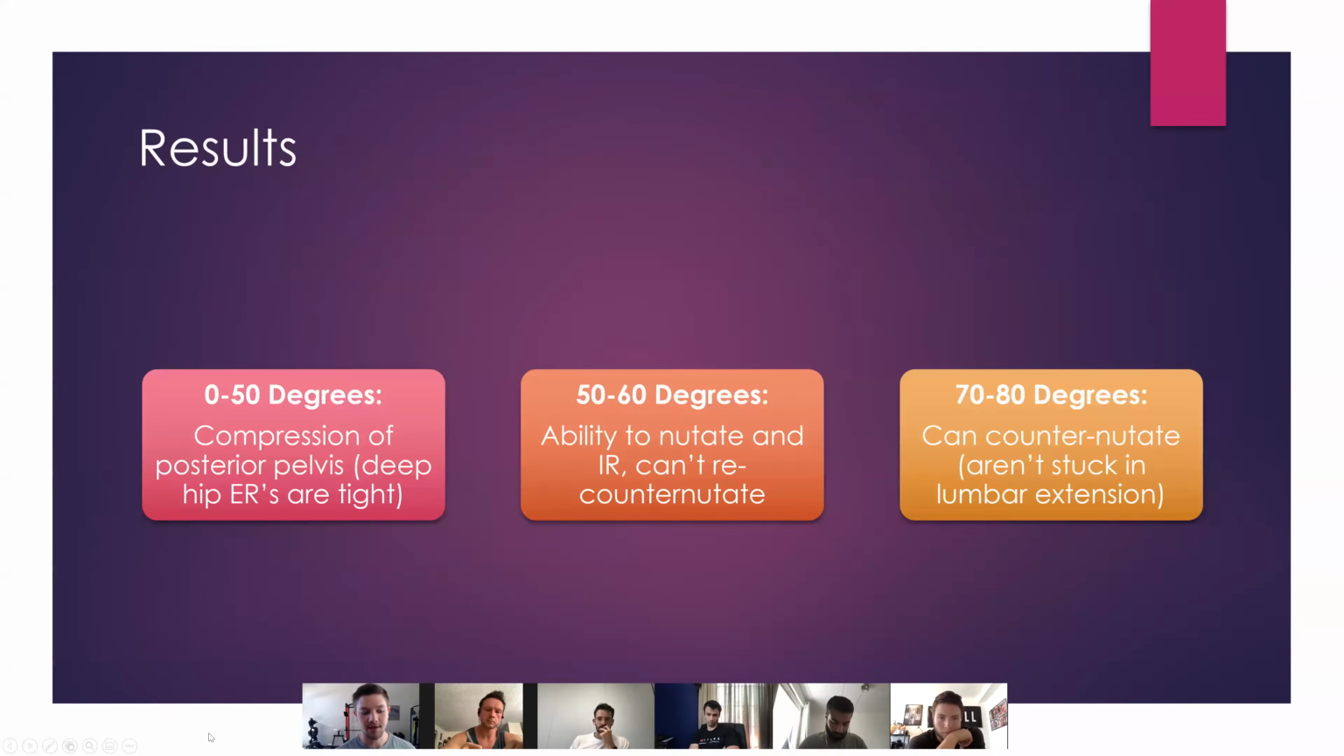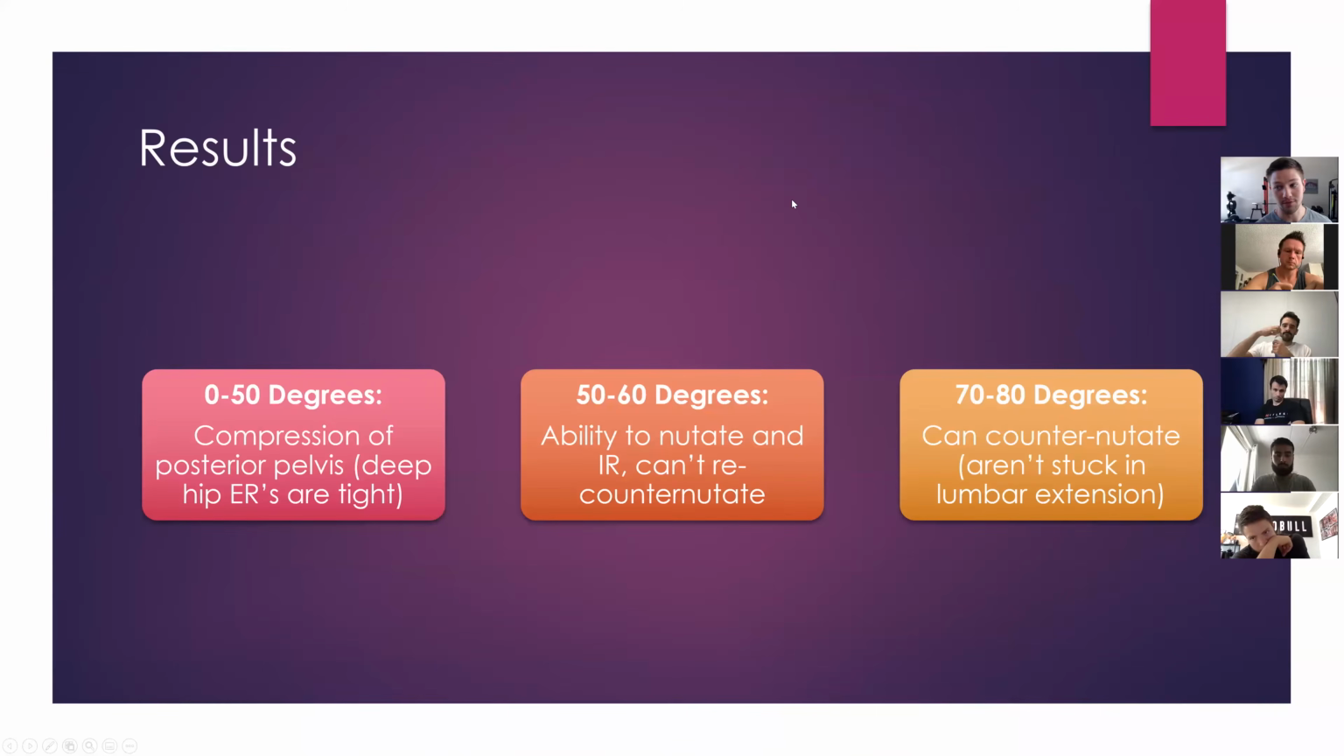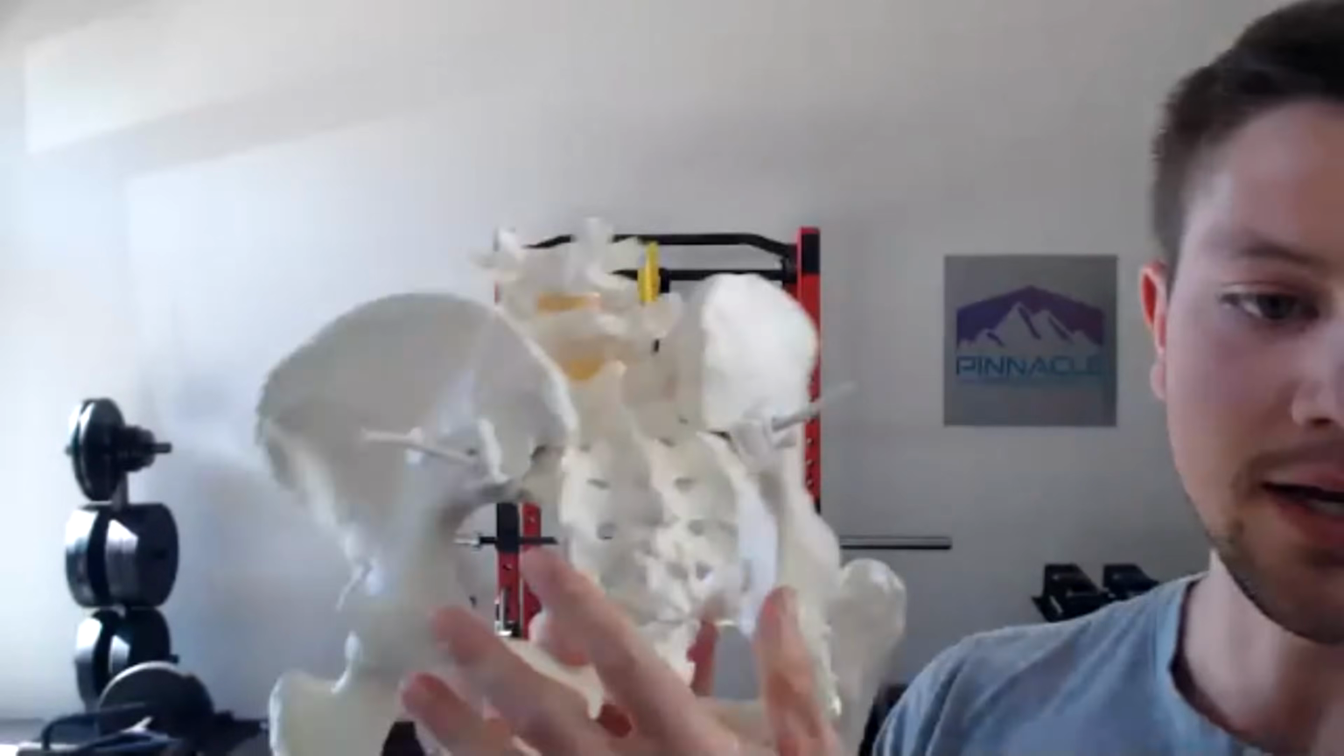Here's the thing. Let's say they can't even get to 50 degrees, which is more common than you may think. A lot of people can't even get to 50 degrees. What's that a reflection of? It's compression and concentric orientation and tightness of muscles of the posterior pelvis. And that would be the muscles that are right here.